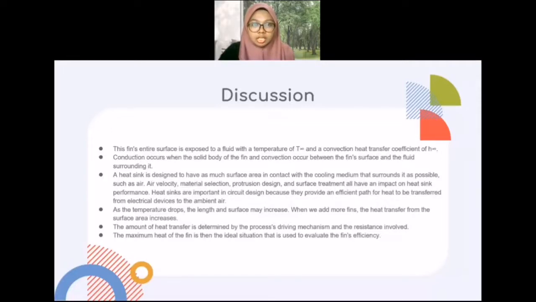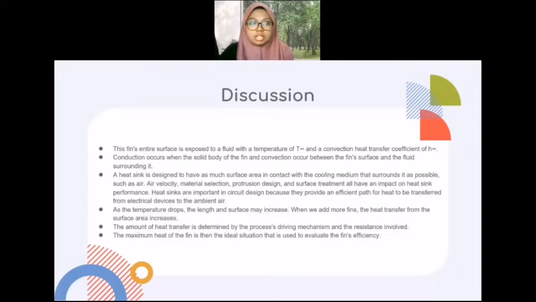B0920104143, and I will continue with the discussion. This fin's entire surface is exposed to a fluid with a temperature of T infinity and a convection heat transfer coefficient of h infinity. Conduction occurs in the solid body of the fin and convection occurs between the fin's surface and the fluid surrounding it.